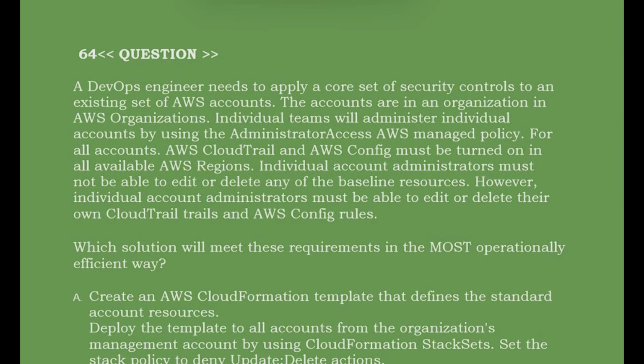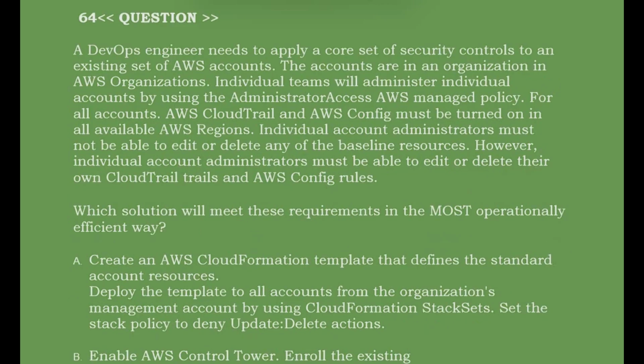For all accounts, AWS CloudTrail and AWS Config must be turned on in available AWS Regions. Individual account administrators must not be able to edit or delete any of the baseline resources. However, individual account administrators must be able to edit or delete their own trails and AWS Config rules. Which solution will meet these requirements in the most operationally efficient way?